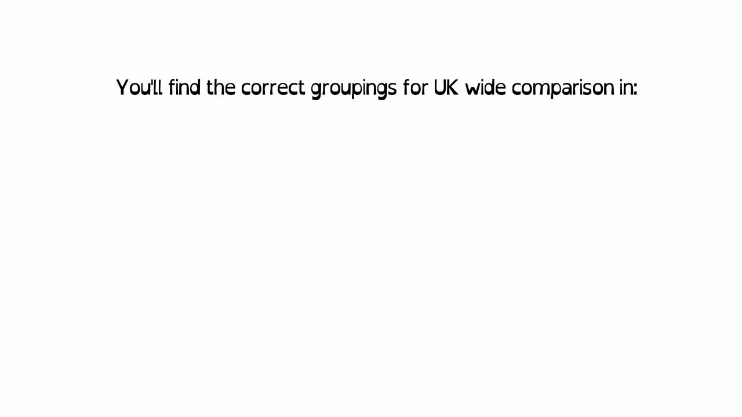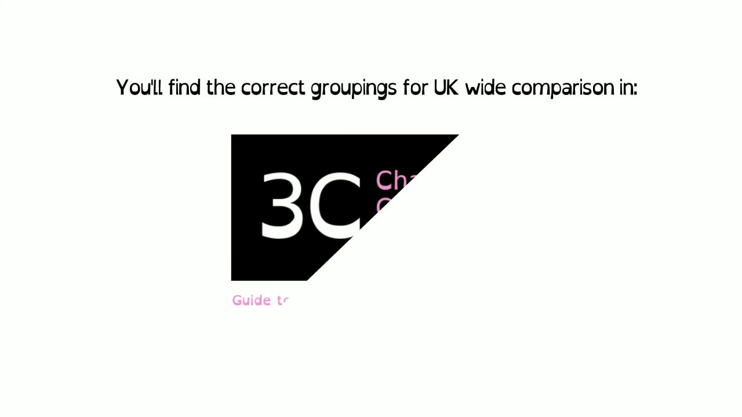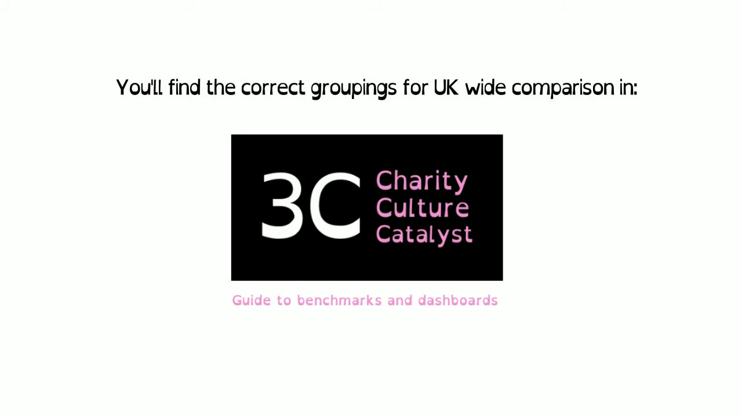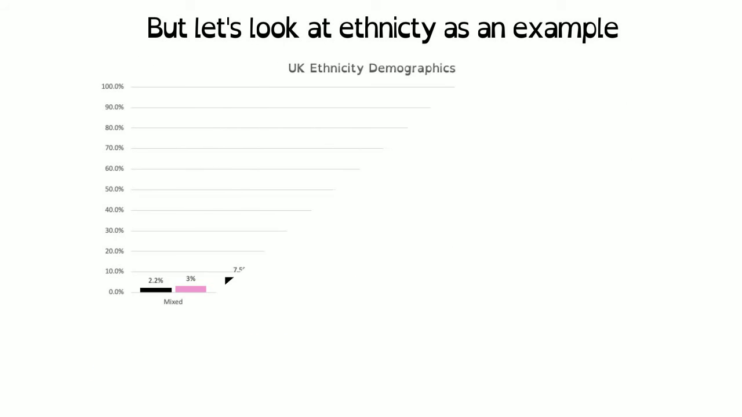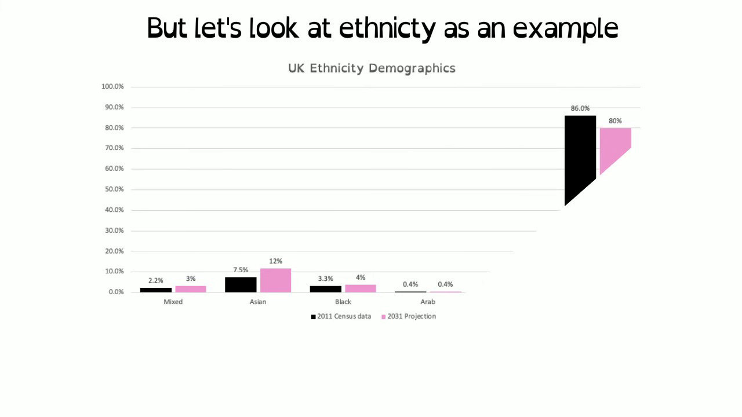To make this easier for you, we've provided the groups you need to compare yourself to the UK-wide benchmarks in our Guide to Benchmarks and Dashboards. But let's just take a look at ethnicity as an example. If this is the first time you're benchmarking your ethnicity data, we recommend you start with wider groupings that align with the UK census data, specifically Asian, Black, Mixed, White, Arab, and Other.